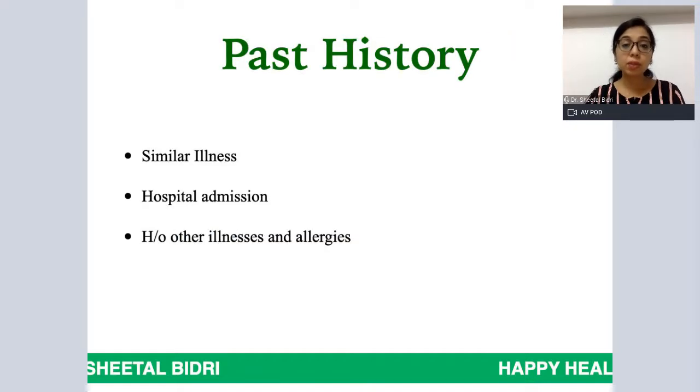Then we come to the past history. And in the past history, firstly, we need to know if the child has suffered from any similar kind of illness and has gone through any hospital admissions or has had any other history of illnesses or allergies. So, all this will come under our past history.